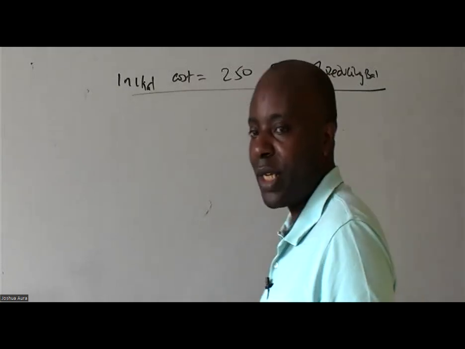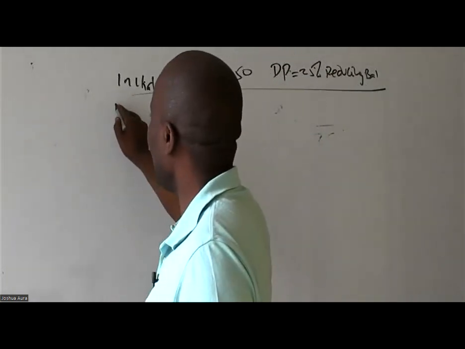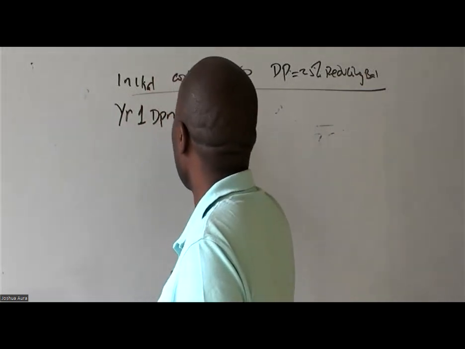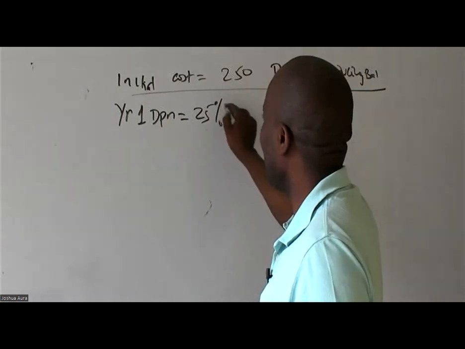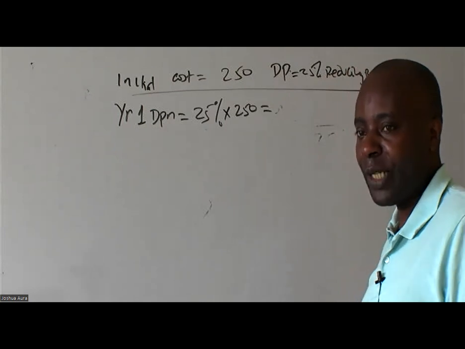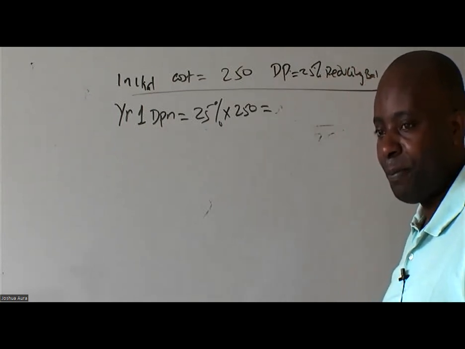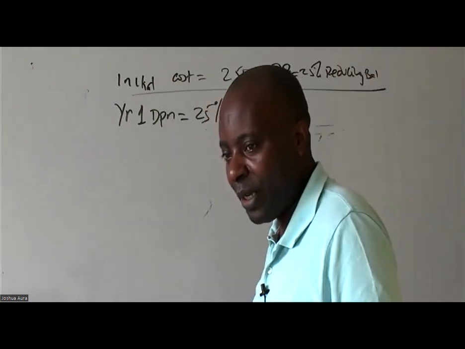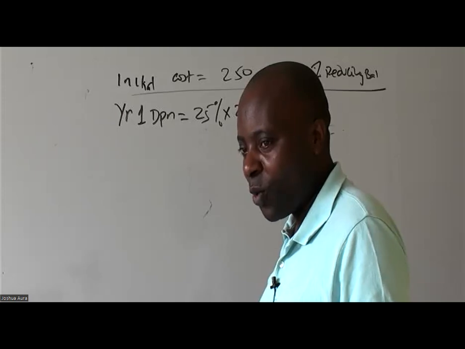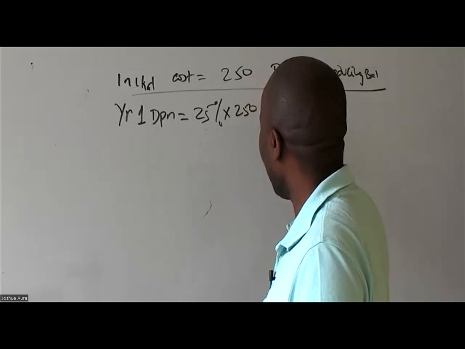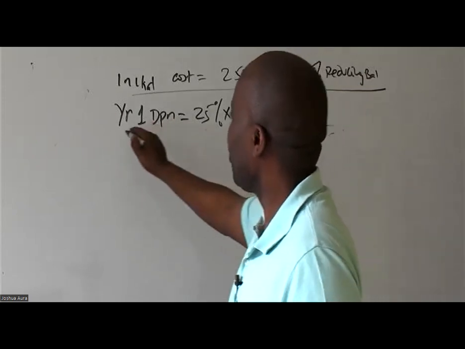Great. So then we start, ladies and gentlemen, with the initial. We start with year 1 depreciation. Without even those shortcuts, just take 25% of 250. Please give me an answer. Year 1, 25% of 250. Whole number, I don't want decimals, because you asked me to work fast, isn't it? I just want whole numbers. So 63.